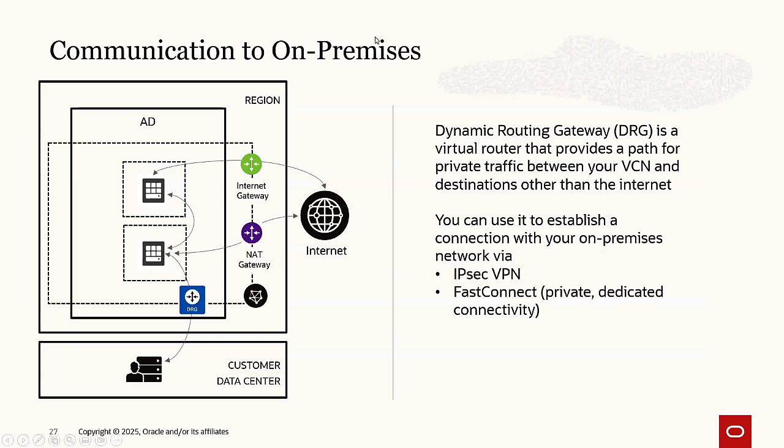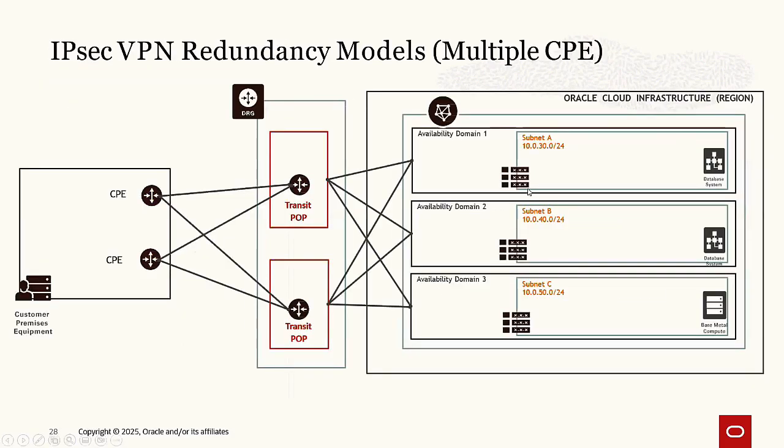So for communications on premise and around, you have your dynamic routing gateway. You can use it to establish your connection on premise, IPsec VPN, and Fast Connect, which is probably for larger customers a more likely manner at this point. Though VPN is a low cost, secure manner to get there, depending upon your ISP and the number of threads you allow for it.